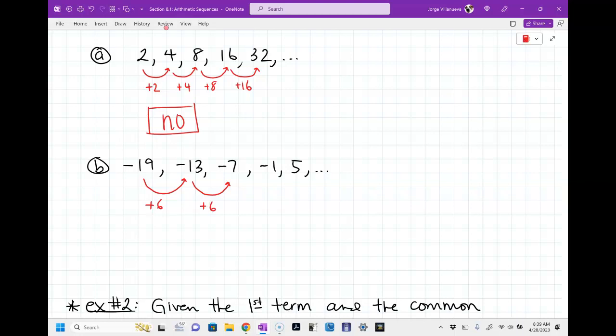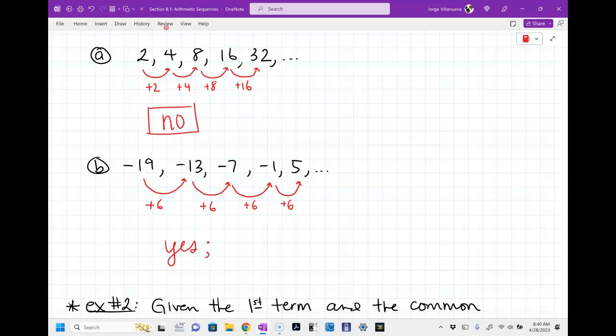Okay, added 6. Just because it happens twice, don't celebrate and say, yes, it is, right? You got to check them all. So negative 7 to negative 1 is also adding 6. From negative 1 to 5 is also adding 6. So did they add the same exact value every single time? Yeah. They could also subtract the same exact value. Again, this doesn't always have to be addition. So I'm going to write yes.